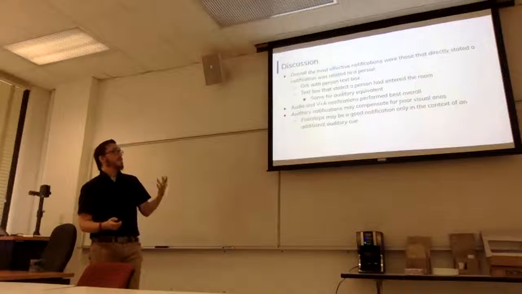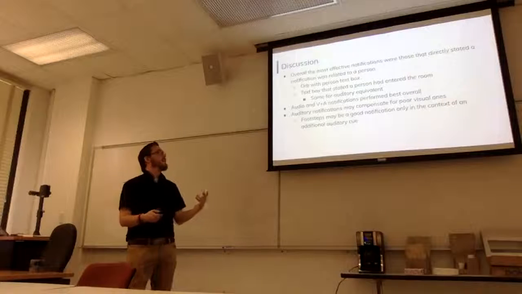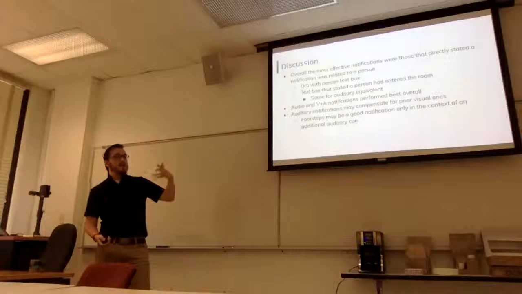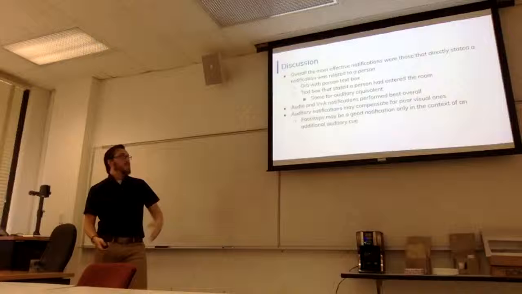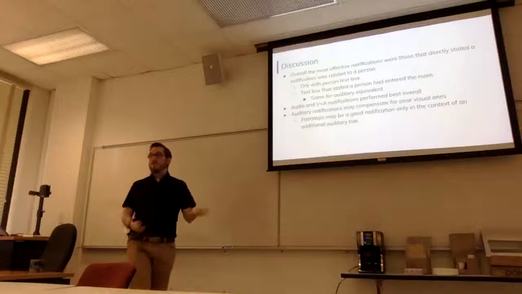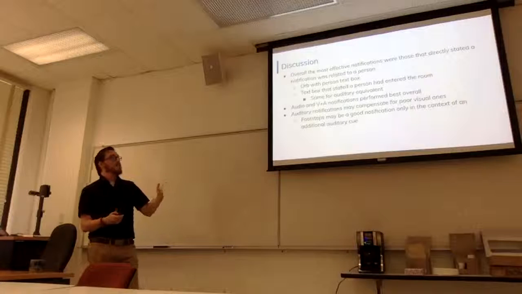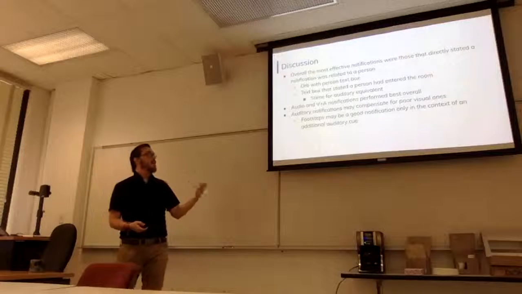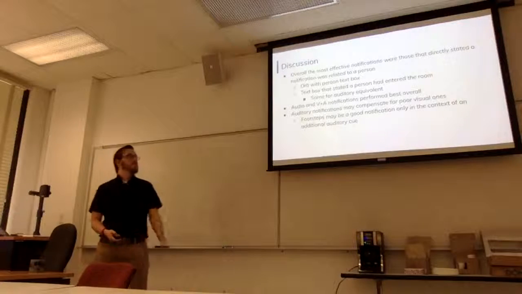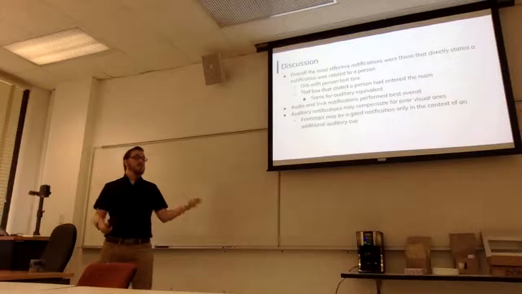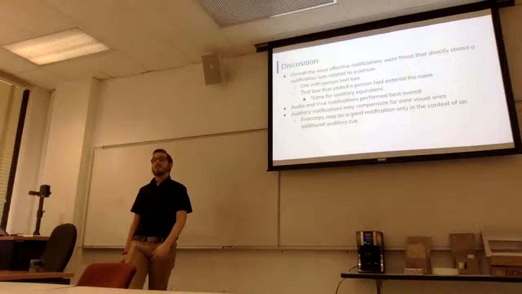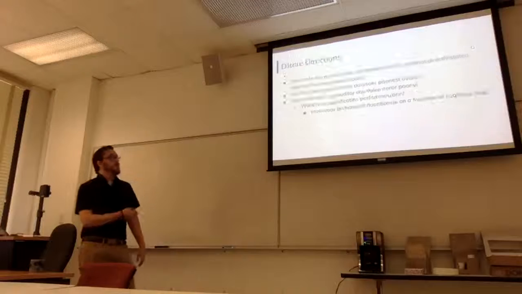So overall, the most effective notifications were those that directly stated notifications to the person, so an orb or the text box that stated the person that entered the room, and the same for the auditory equivalent. Audio and visual combined notifications were best overall, and auditory notifications may compensate for visual ones. Footsteps in this way may be a good notification only in the context of an additional auditory cue.